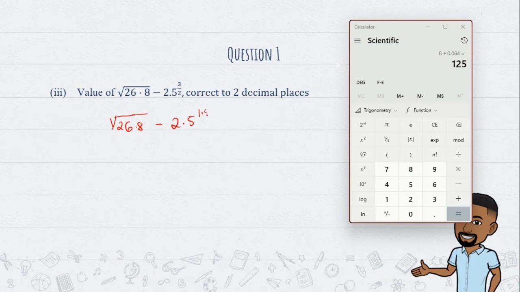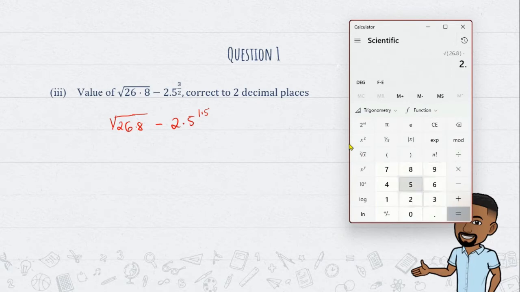So that's 1.5. Alright, next part now, we're going to use our calculator to solve what's under the square root. So it's 26.8 and then we're gonna click on the square root symbol because that's how my calculator works. Right, and I'm gonna continue typing so that I don't miss any decimal points.